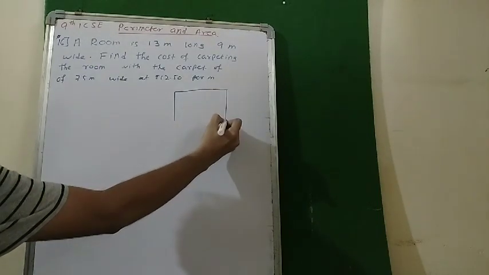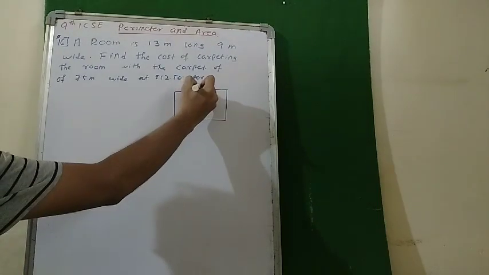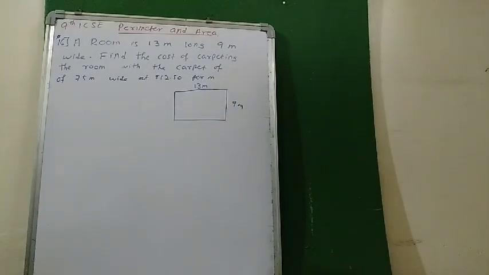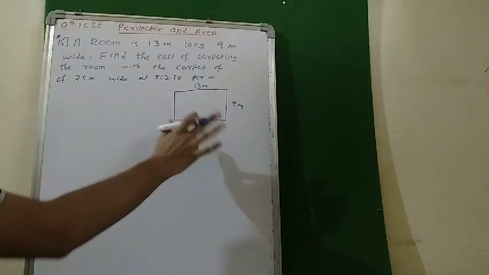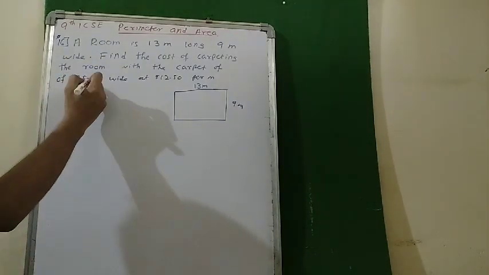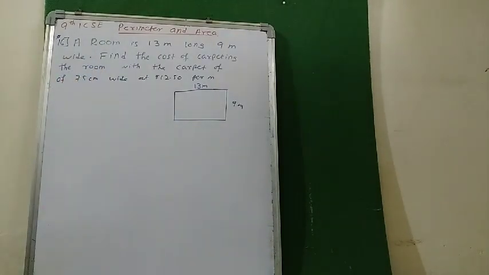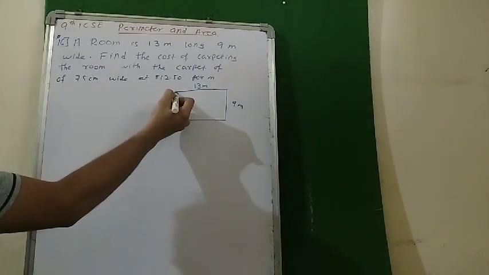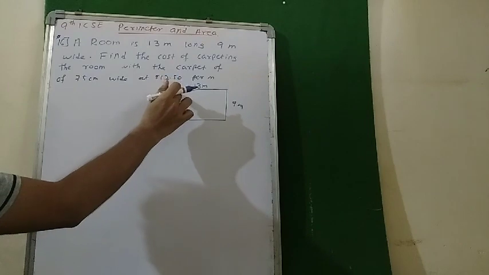Room is 13 meter long and 9 meter wide. Find the cost of carpeting. Okay, we have to carpet this floor of the room with the carpet of 75 centimeter. It is 75 centimeter wide. See, if I am using 75 centimeter wide, this much carpet will be only this much.